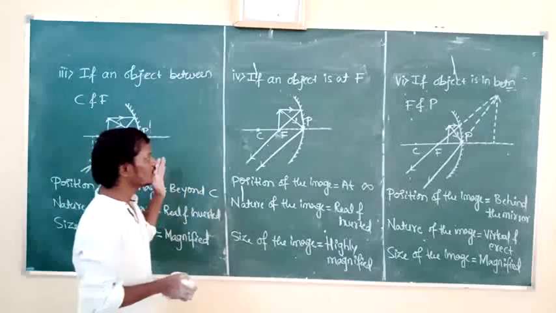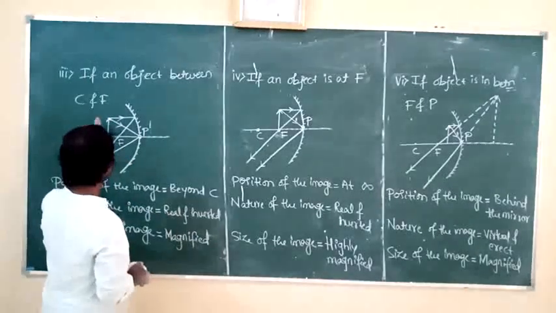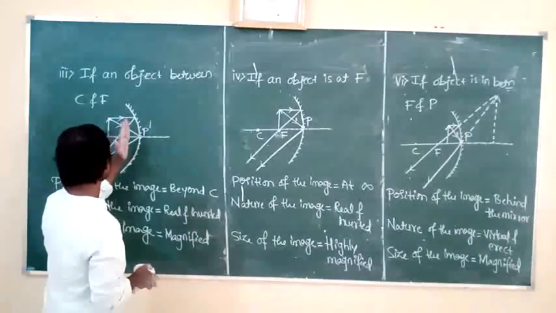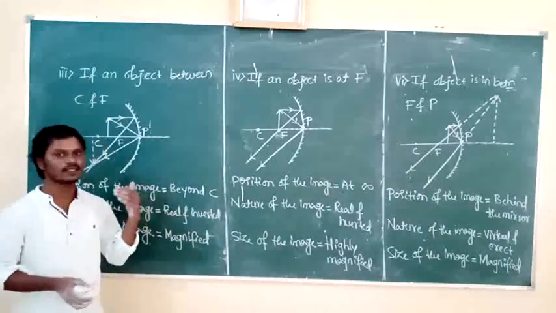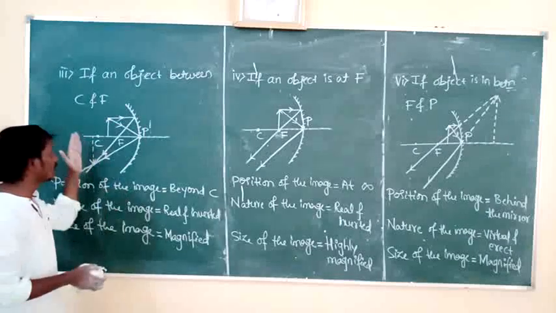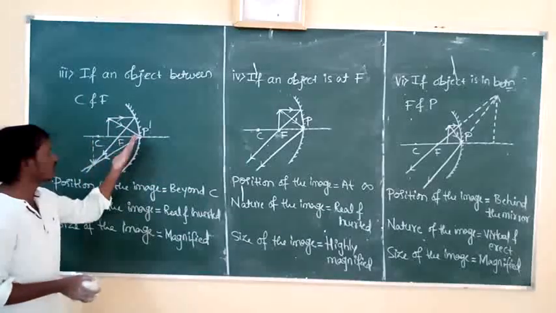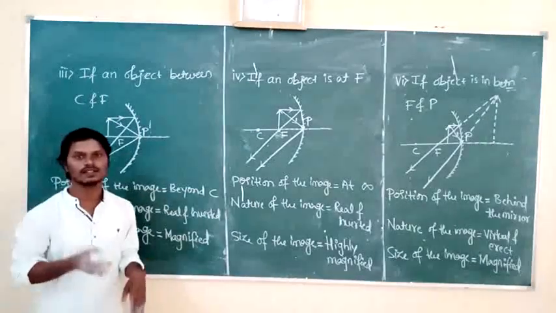So by seeing all those things, what we observe here is, as the object moves towards the concave mirror, the image moves away from the concave mirror. Observe the 6 cases here. You will conclude that as the object moves towards the mirror, the image moves away from the mirror. In case of which mirror? Concave mirror.